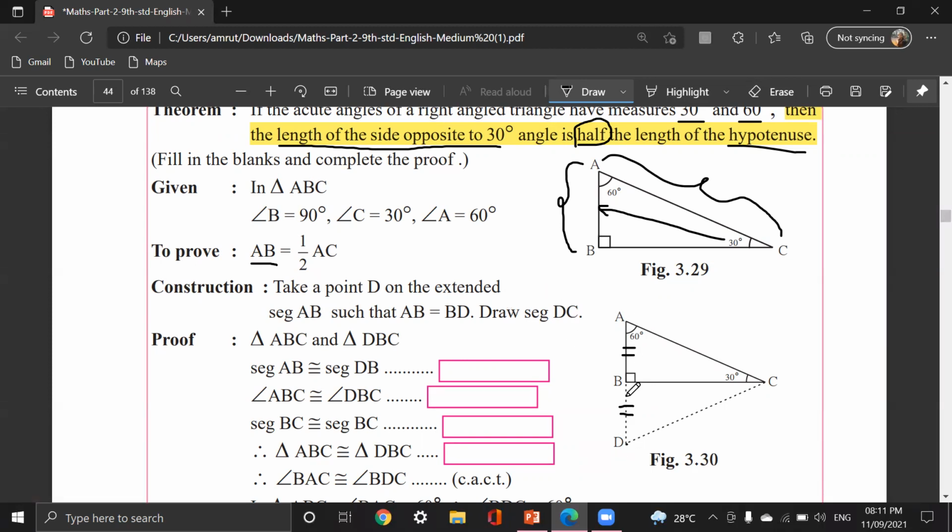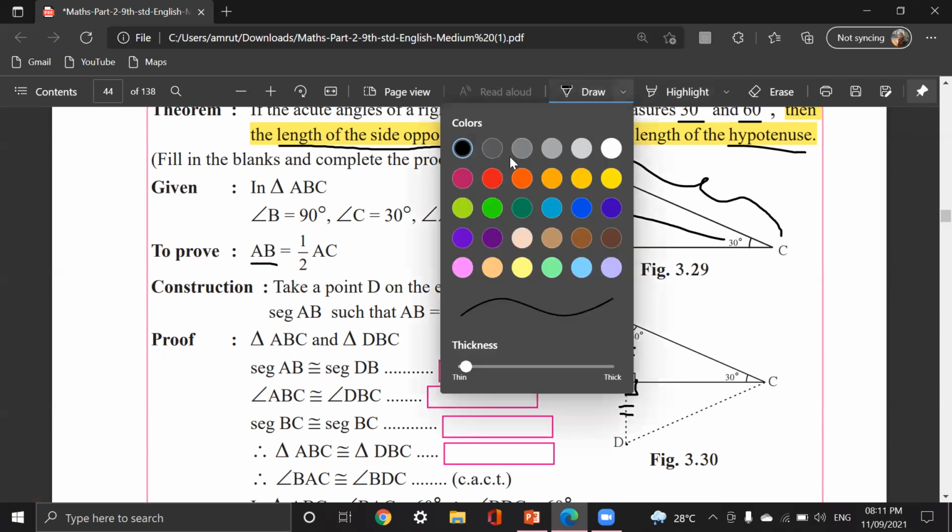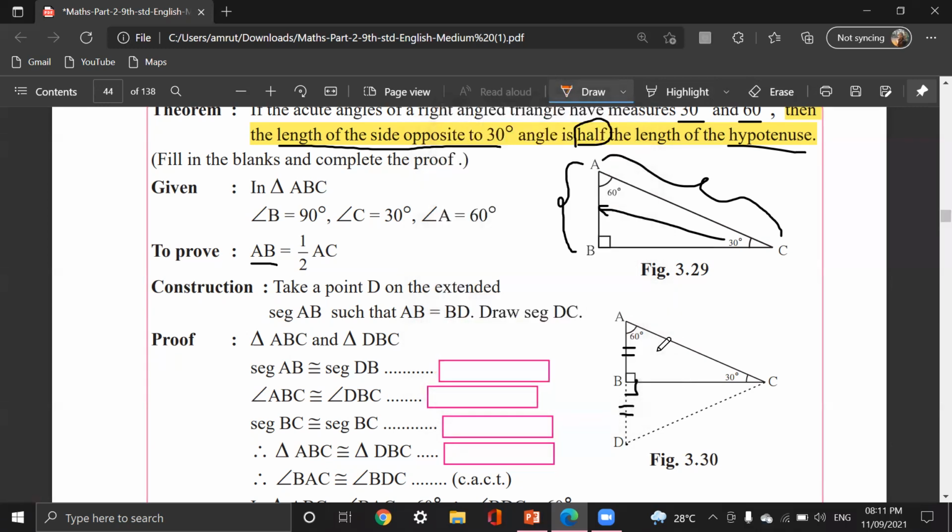So draw segment DC. So finally क्या बोला है? After we extend this line, we get this point D and point C. So we have to join this also. Now what do we find out? We find out that we get two triangles. Here also this triangle will have a 90 degree angle. So this is triangle 1. I'll take a different color, green or orange. This is triangle 1 and this is triangle 2.